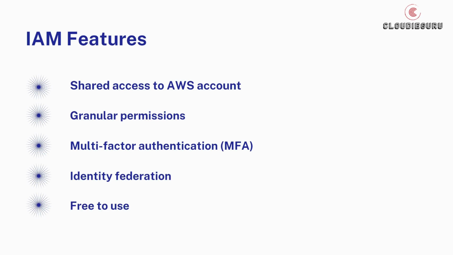Second is granular permissions. We can grant different permissions to different people for different resources. For example, we might allow some users complete access to Amazon EC2, Amazon S3, and other AWS services. And for other users, we can allow read-only access to just some S3 buckets.